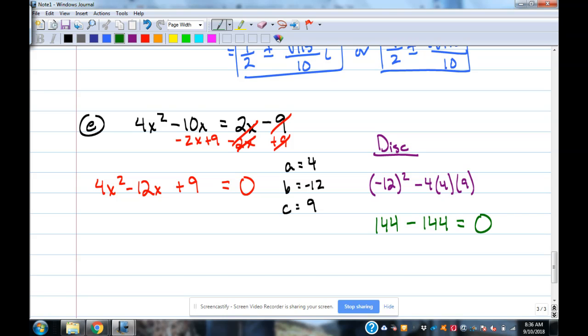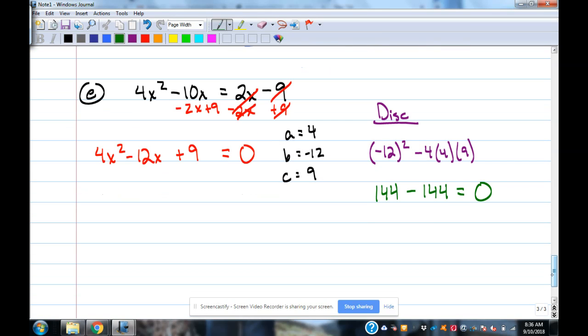Okay. That means this is an easy one when that happens, okay? So, if the discriminant is 0, then that makes the quadratic formula super easy. So negative b would be 12 plus or minus the square root of 0 over 2 times a, which is 2 times 4. What's the square root of 0? 0. So if I add 0 to 12, what do I get? 12. And if I subtract 0 from 12, what do I get?